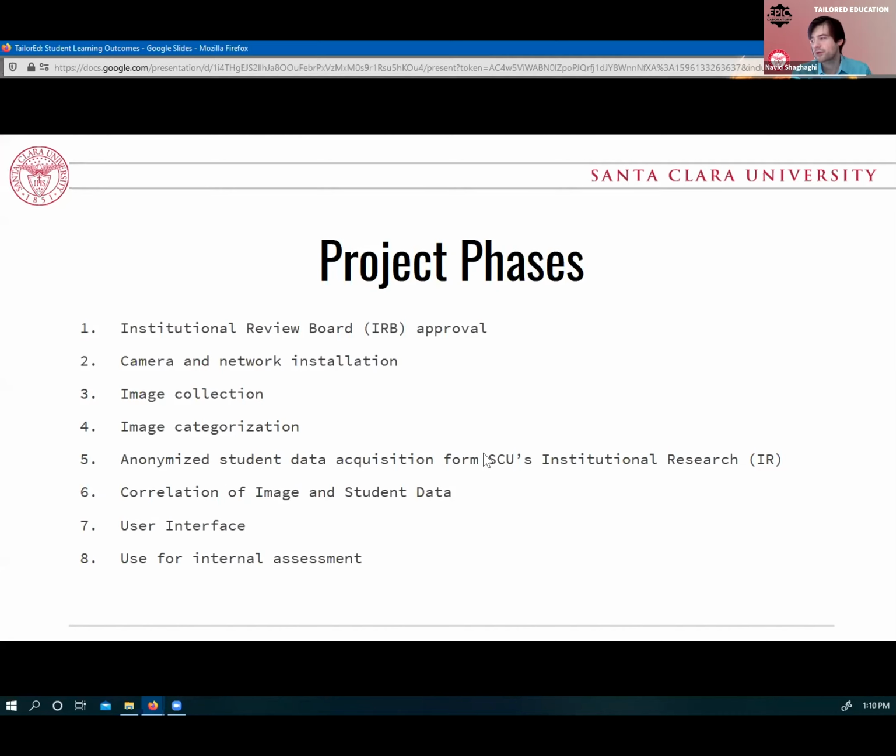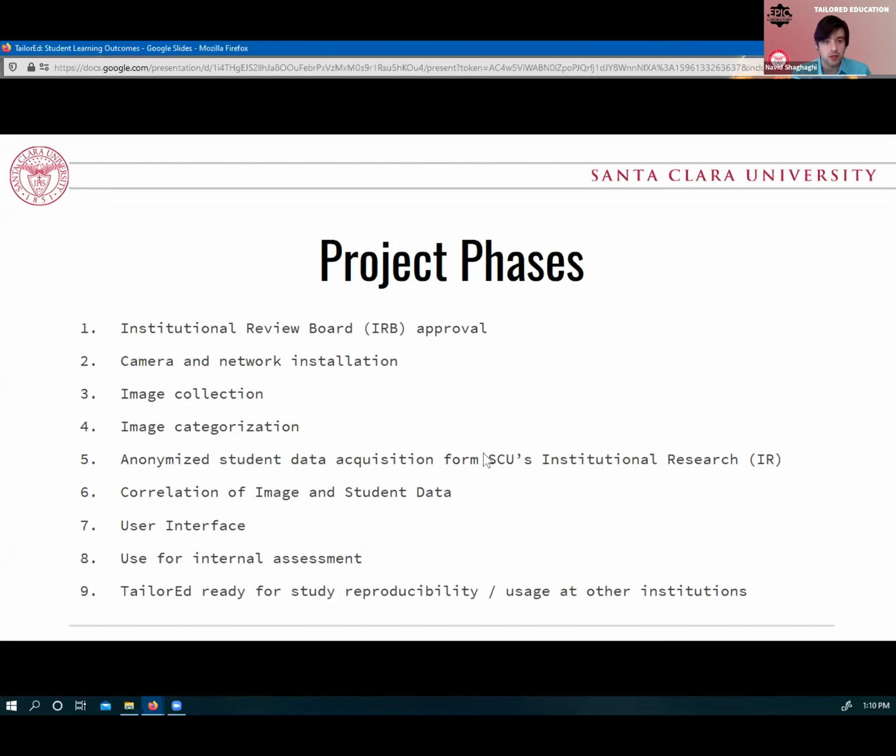This was sort of a requirement that the IRB, or actually the institutional research, gave us. They said, we'll give you the data, but you have to promise to give us something in return, which would be an assessment. So we agreed to that, and I think it's a beneficial thing that we can actually do for the university.